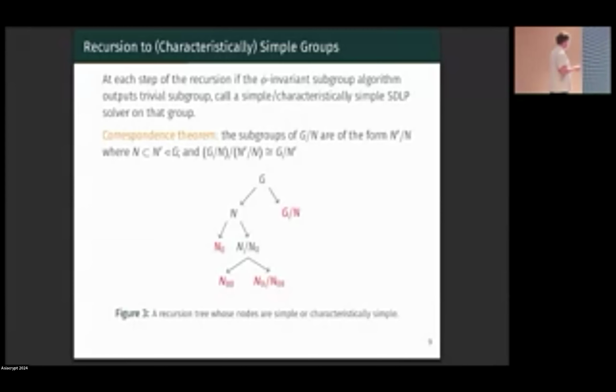So that's got us to where we now need to solve SDLP in all the simple groups, and at that point I'll hand over.